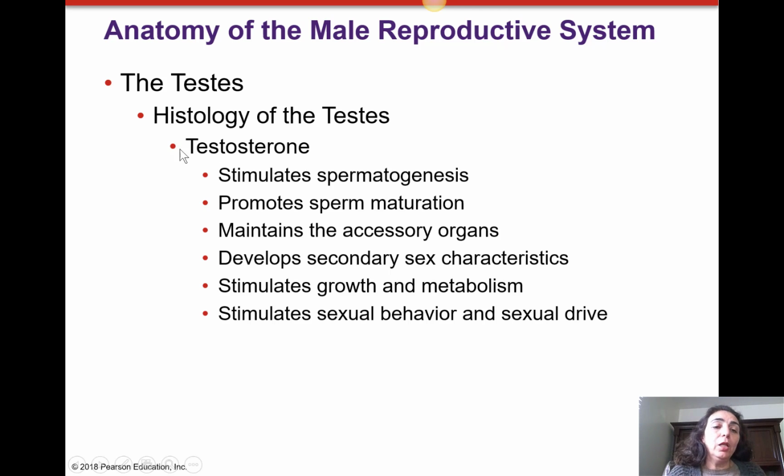Now the functions of the testosterone. First of all, the main important thing, it stimulates spermatogenesis. What does genesis mean? Gen, as we discussed before, means production. Genesis means production of something. Production of what? Sperm. So spermatogenesis is the process that ends up in the production of the sperm, and it is stimulated by testosterone. The other function of the testosterone is that it promotes sperm maturation.